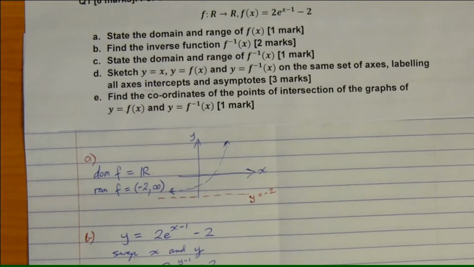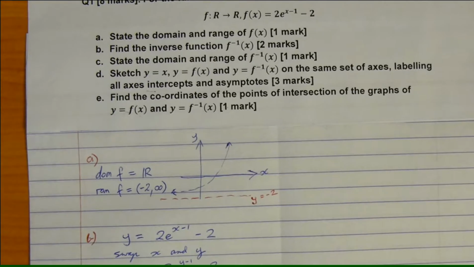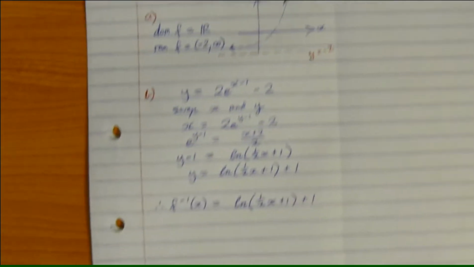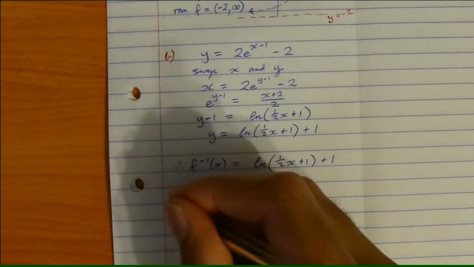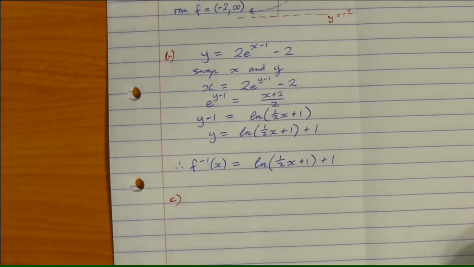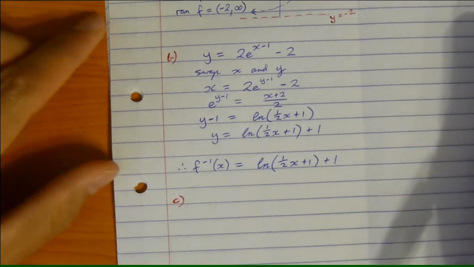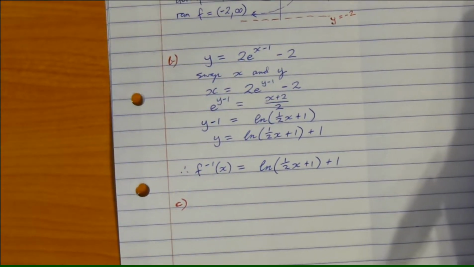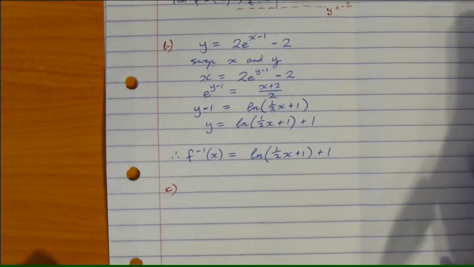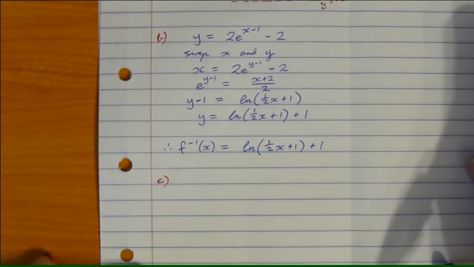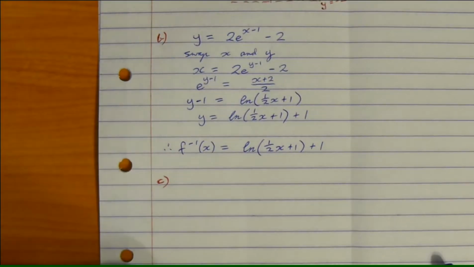Okay, back up with the question. Part C asks for the domain and range of the inverse. Okay, now there's a little neat trick here. With inverses, just following on from the theme of swapping y and x, I simply swap the domain and range around from the original function to get the new domain and range for the inverse.